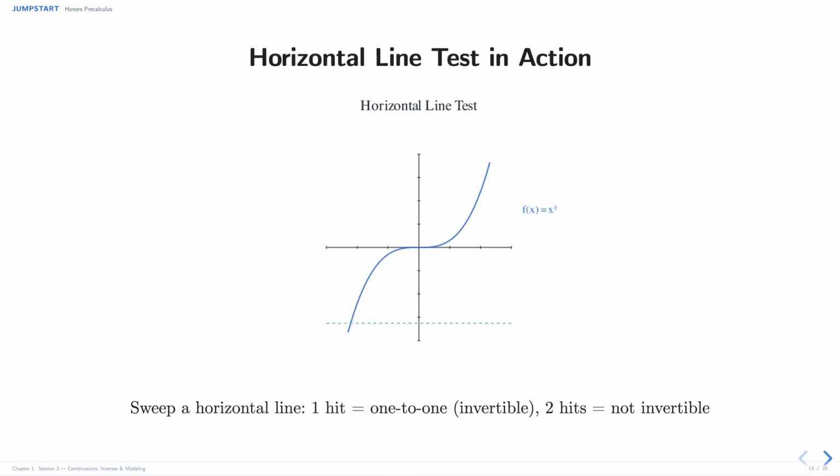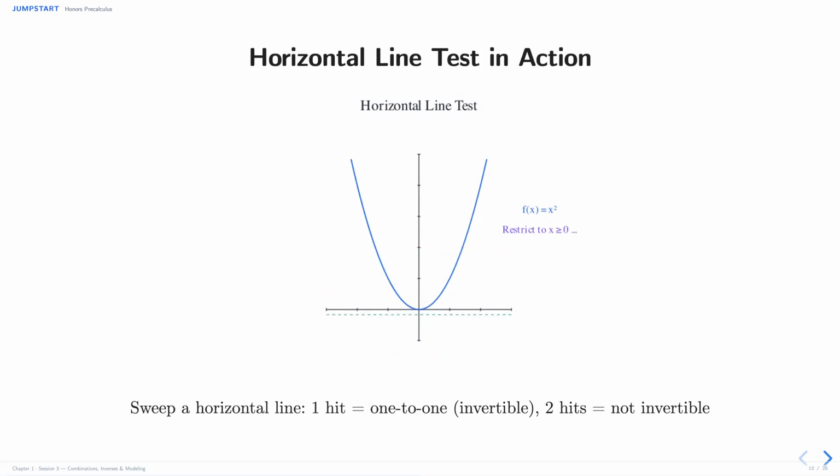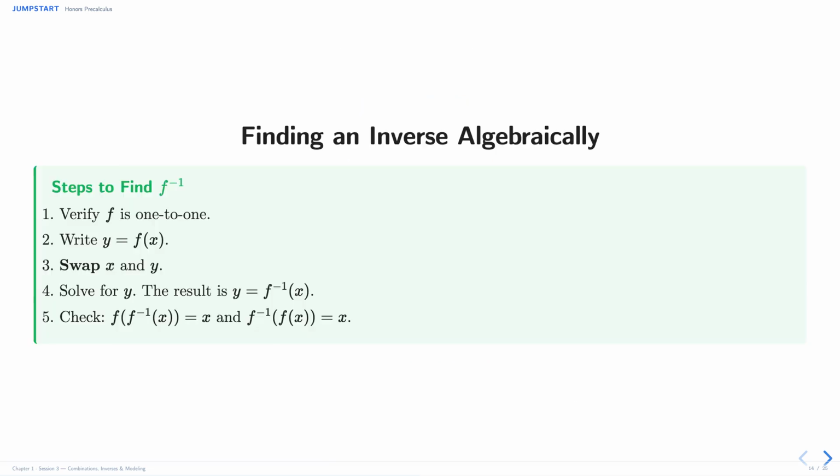Now let's see the horizontal line test in action. As we sweep a horizontal line across the graph of f(x) = x³, we notice that every horizontal line hits the graph only once, confirming it's 1-to-1. In contrast, for f(x) = x², a horizontal line at y = 2 intersects the graph at 2 points, indicating it's not invertible. However, if we restrict the domain of x² to x ≥ 0, it passes the test. To find an inverse algebraically, follow these steps.